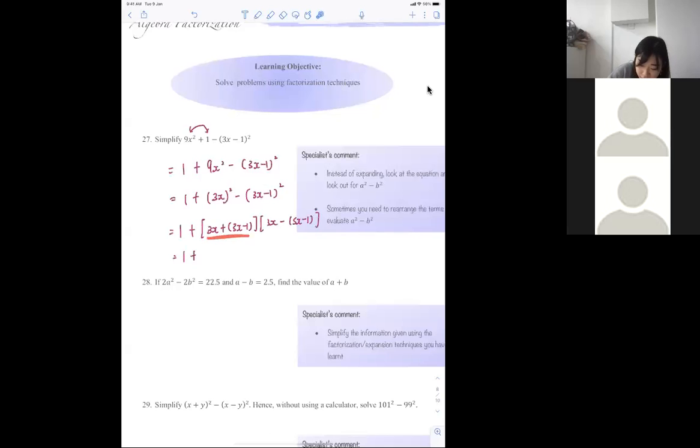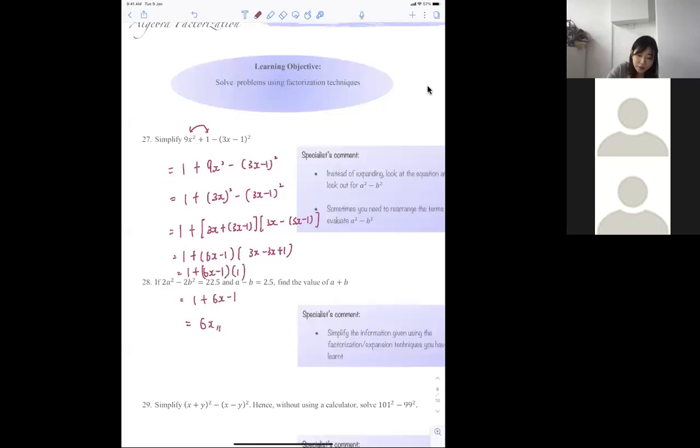Simplify the bracket, sorry, you left with, not minus 1, you left with 6x minus 1. Okay, simplify this bracket, you get 3x minus 3x plus 1, you left with 1. Okay, so it's just 6x.